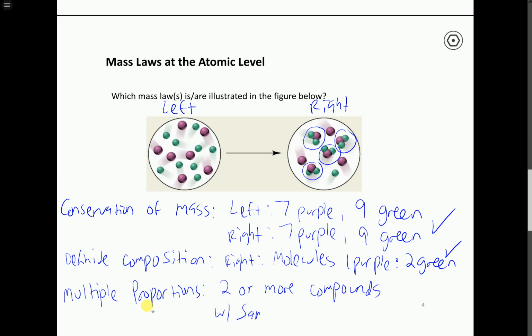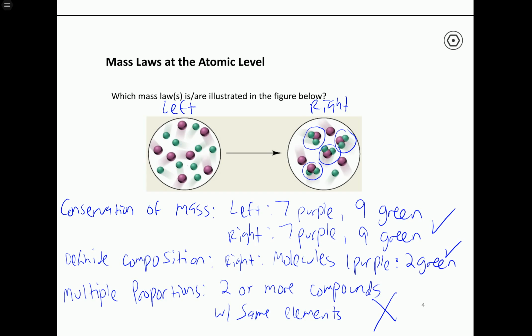Alright, so if we look at that situation here, we don't have that. Okay, as I said in the previous definite composition discussion, we only have compounds that have 1 purple and 2 green. That's the only compound that forms from those 2 elements. So this picture here does not demonstrate multiple proportions. There's only one type of compound formed from the 2 elements, so we don't have that here. So the mass laws that are illustrated by this picture are conservation of mass and definite composition.